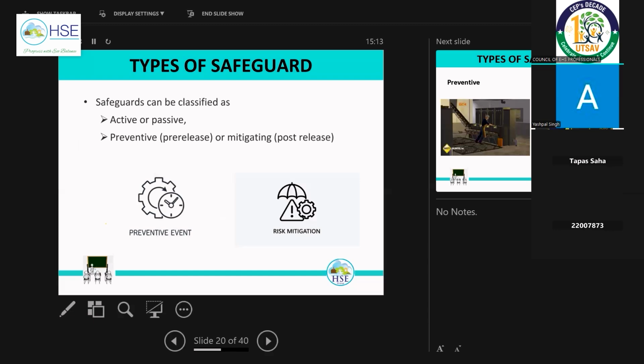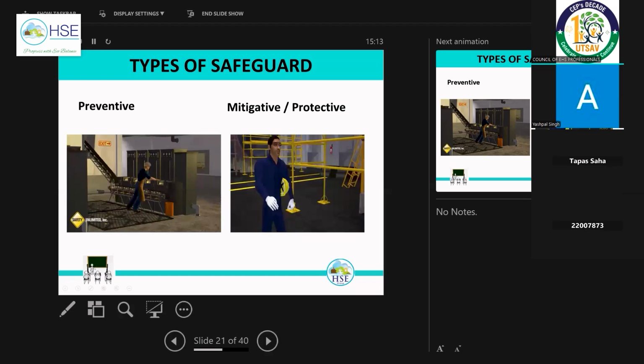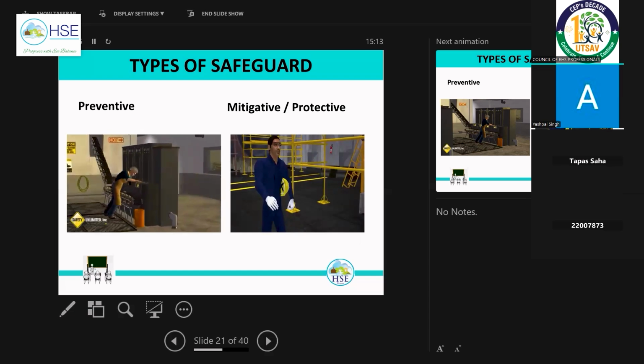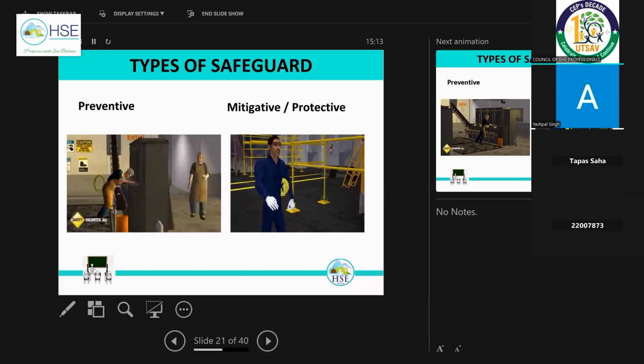So in general, types of safeguards: active or passive, preventive or mitigative. So preventive and mitigative, active and passive. Let us see one video first, then I will explain these safeguards in detail. Start with the first: this is a preventive safeguard. Just please see it properly, then you will be able to understand why it is preventive.